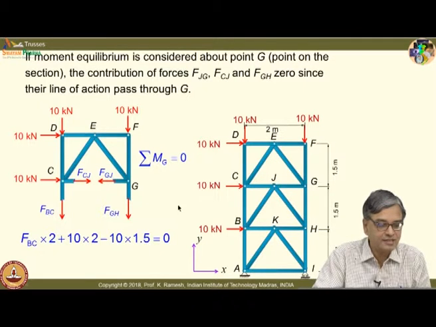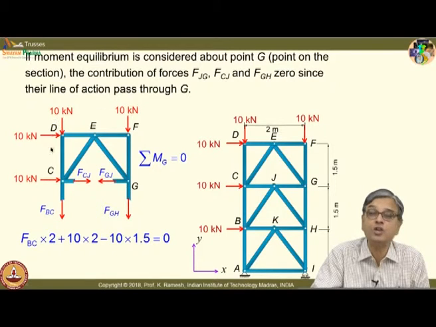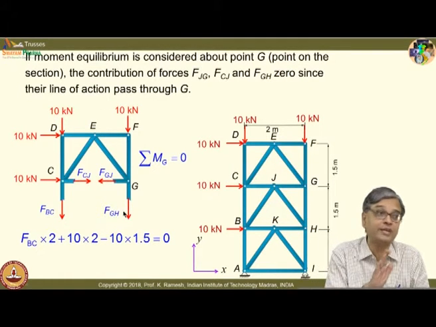So, if I do this, I get FBC into 2 plus 10 into 2 minus 10 into 1.5. You have to do this carefully. When I take moment about the point G, these 3 and this one do not contribute to the bending moment. So, I have these 2 forces only contributing, and this unknown force, and this force also does not contribute to bending moment. So, you should be very careful in applying these conditions, looking at all the known and unknown forces. Do not miss out any one of them.